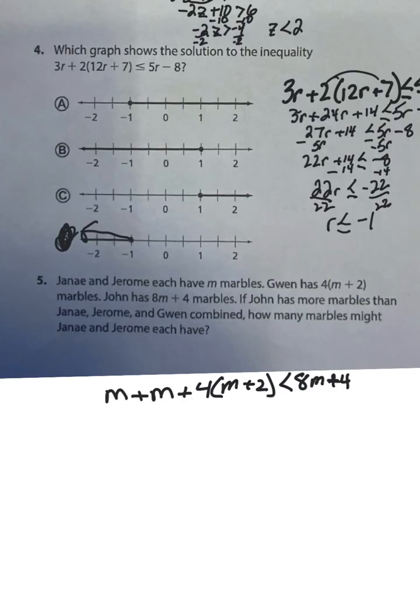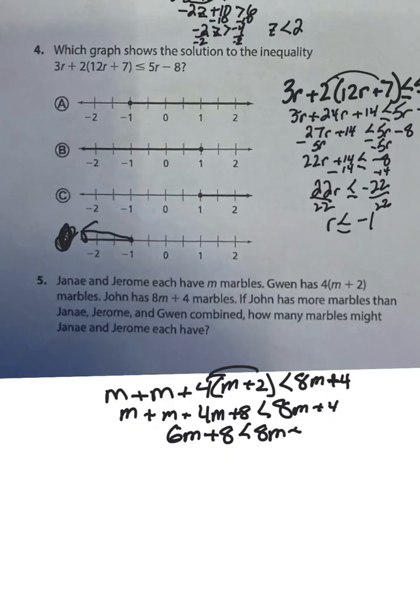So I'm going to solve for M. And this gives me, I'll distribute first. I get 4M plus 8. So M plus M plus 4M plus 8 is less than 8M plus 4. Put them all together, I get 6M plus 8 is less than 8M plus 4. There are a couple ways to do it. I usually try to get the M's on the side and make them positive, but I'll just take it away from this side. So 8M, I'm going to subtract 8M, I get negative 2M plus 8 is less than 4.